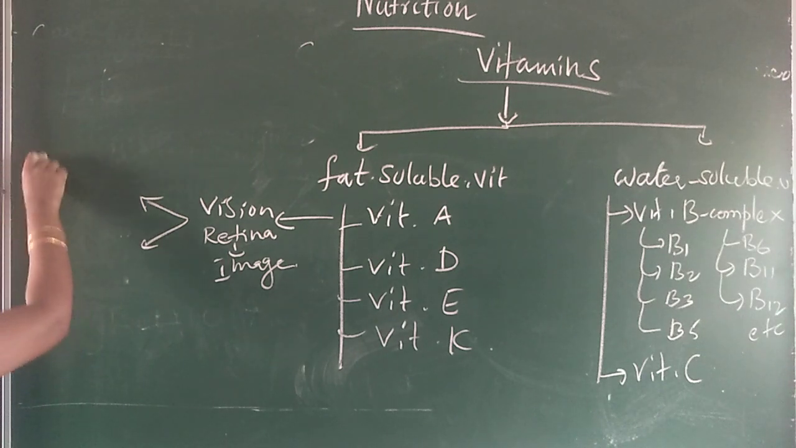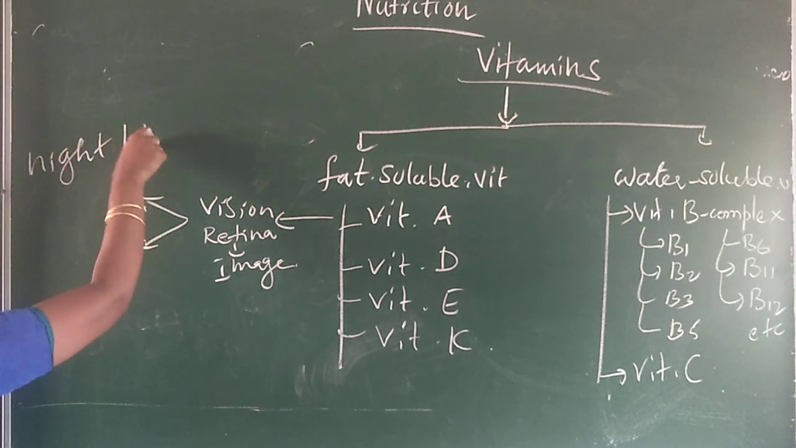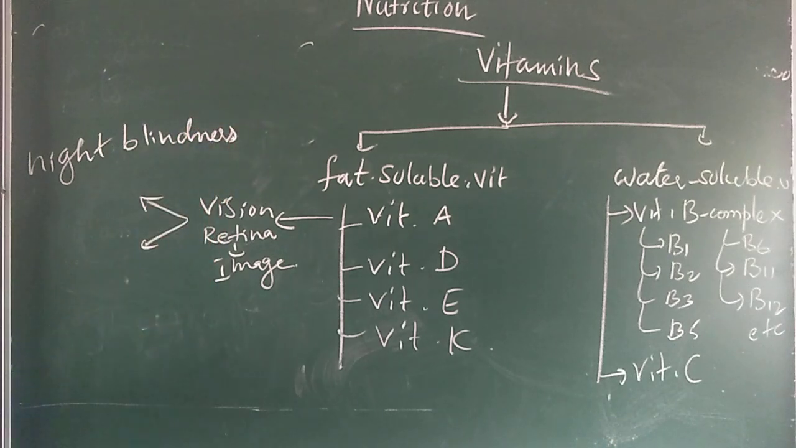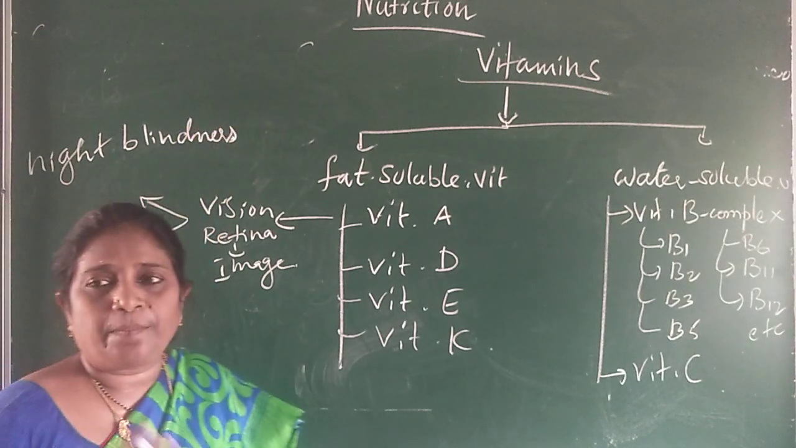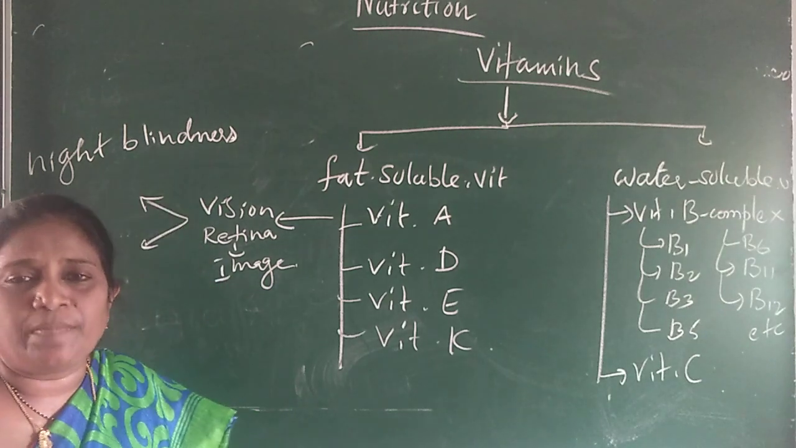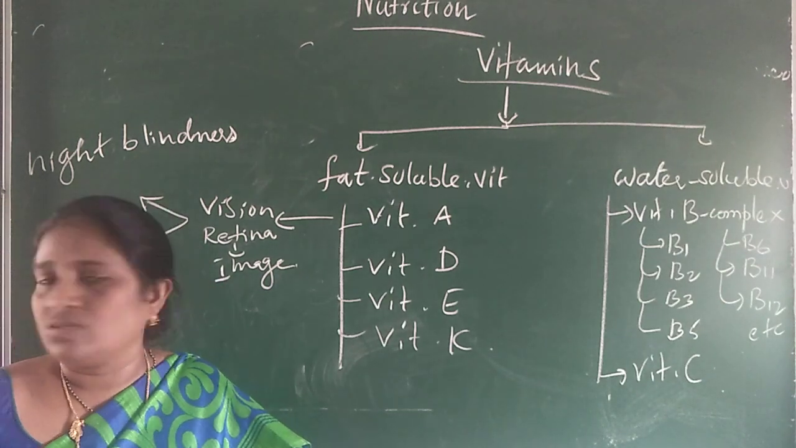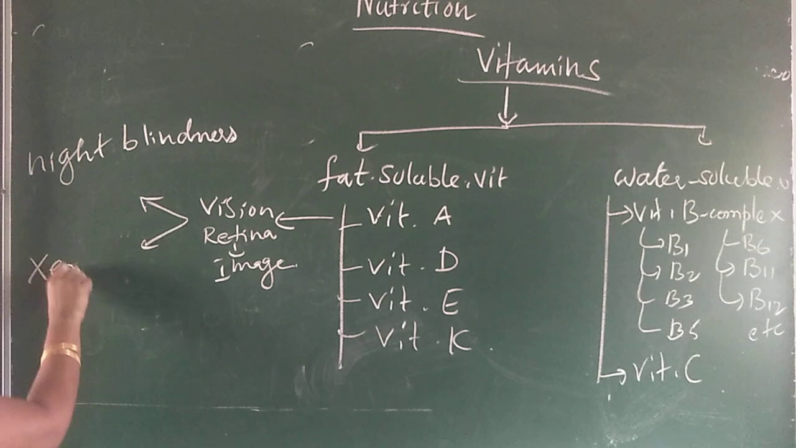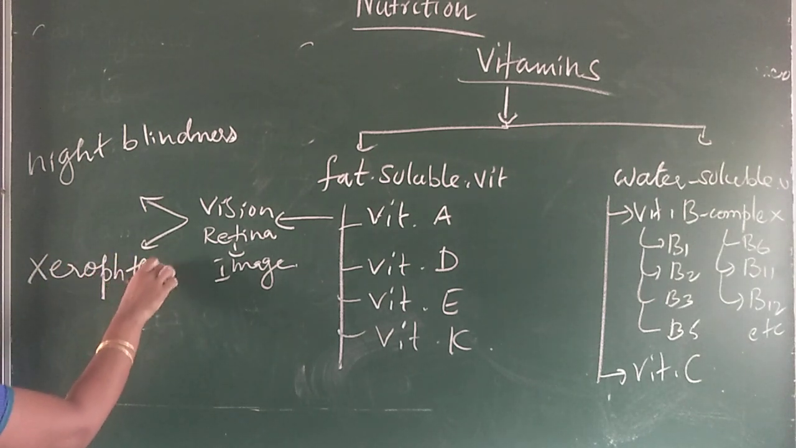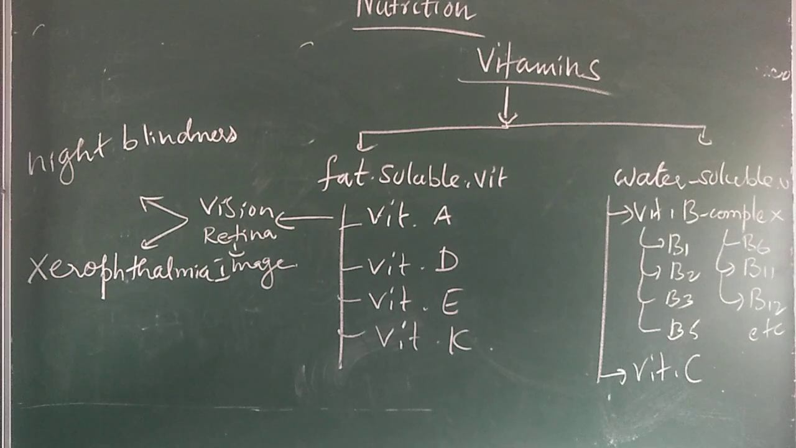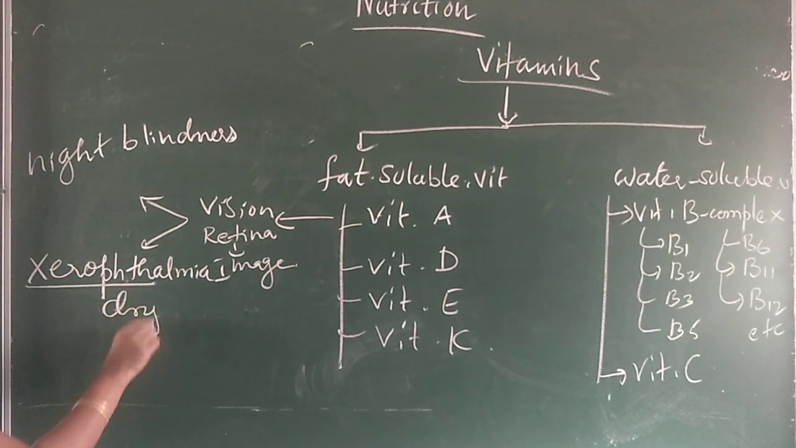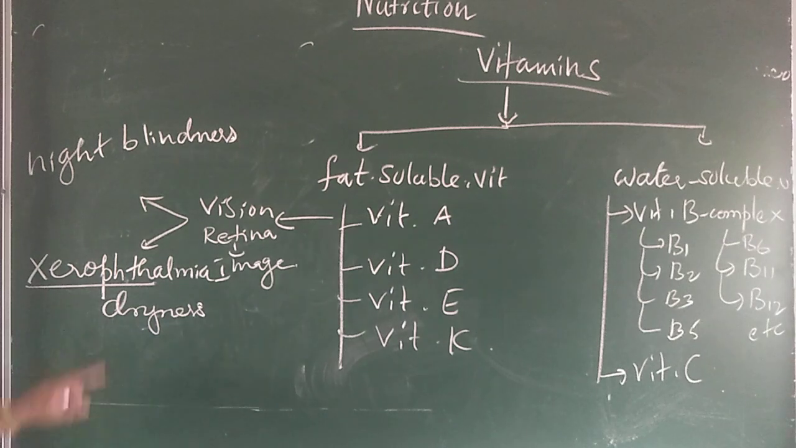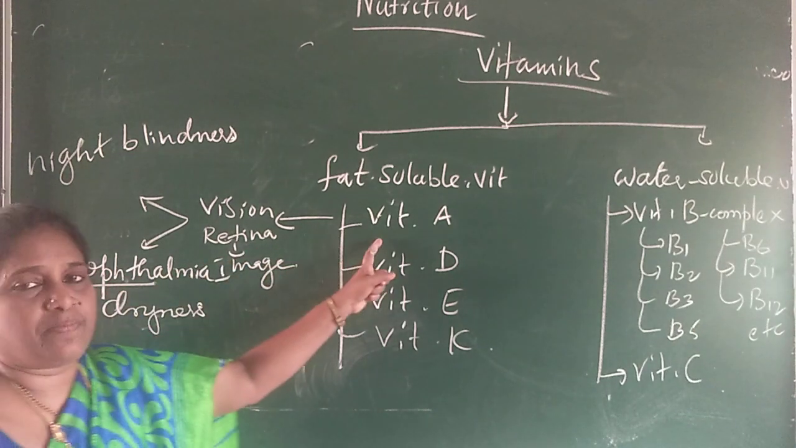One is night blindness. That means a person fails to see in dim light or at night where there is no light. That is called night blindness. Second is xerophthalmia. That means dryness of the eye, where the eyes fail to secrete tears. So these are the two deficiency diseases of vitamin A.